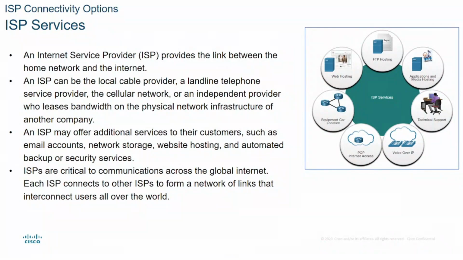The internet service provider provides a link between the home network and the internet. An internet service provider can be the local cable provider, a landline telephone service provider, the cellular network, or an independent provider who uses bandwidth on the physical network infrastructure of another company. An internet service provider may offer additional services to their customers, such as email accounts, network storage, website hosting, and automated backup and security services.